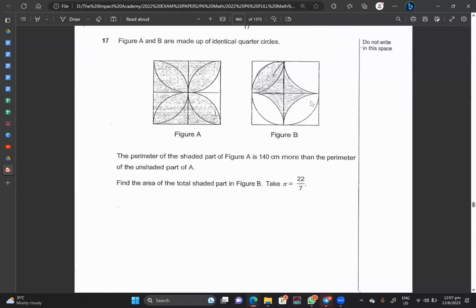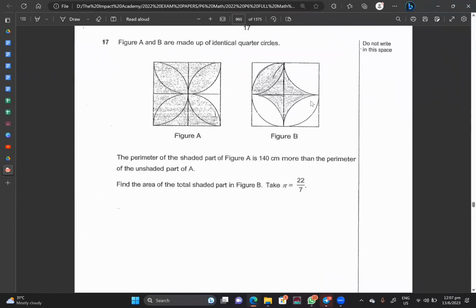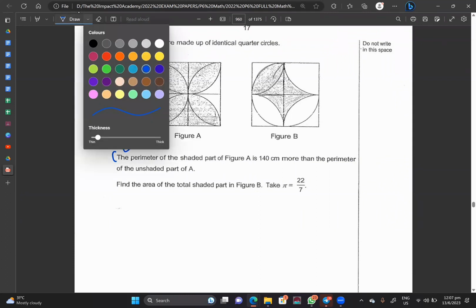Hi everybody, today we are looking at a question like this. Now, as you can see over here, it says that figure A and B are made up of identical quarter circles. Okay, so once I'm done with that, I can go on to sentence 1. It says that the perimeter of the shaded part of figure A is 140.